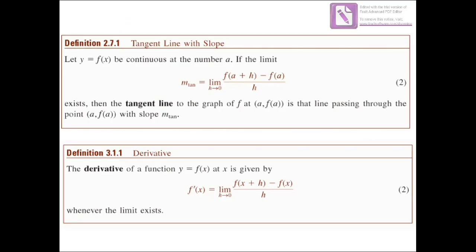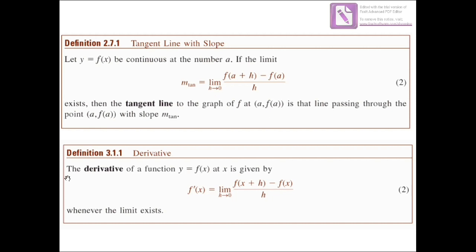We have seen from Section 2.7 that the slope of the tangent line is given by m tangent equals the limit of f of a plus h minus f of a over h as h approaches 0. We call this the slope of the tangent line, or the slope of the curve at the point (a, f of a).